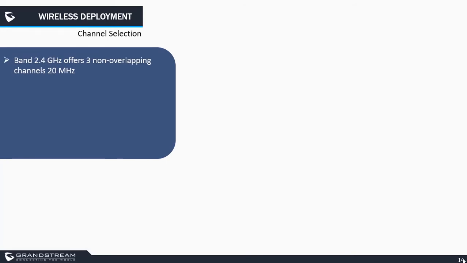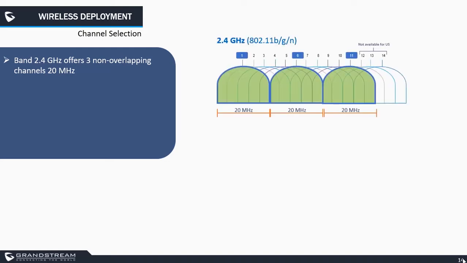So now that we explained the differences between 5 gigahertz and 2.4 gigahertz, the next step would be to decide which channel to select within each frequency or each band, and also I will show you how to do that. So by default, the GWN series have the channel selection set to auto, but in most cases you still need to go to the web interface of the access point and adjust it.